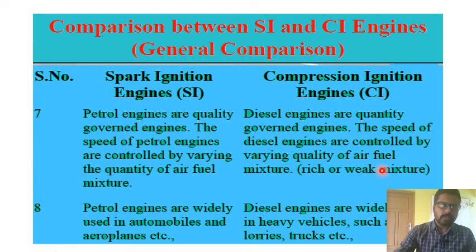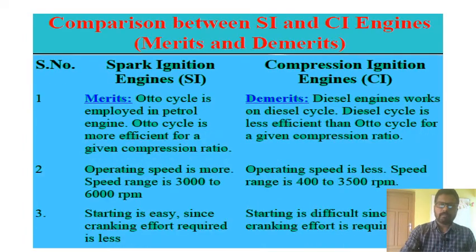Petrol engines are widely used in automobiles and aeroplanes. Diesel engines are widely used in heavy vehicles such as lorries, trucks, etc. This is the comparison between SI and CI engines in terms of the merits and demerits. Spark ignition engines, what are the merits? Compression ignition engines, what are the merits?